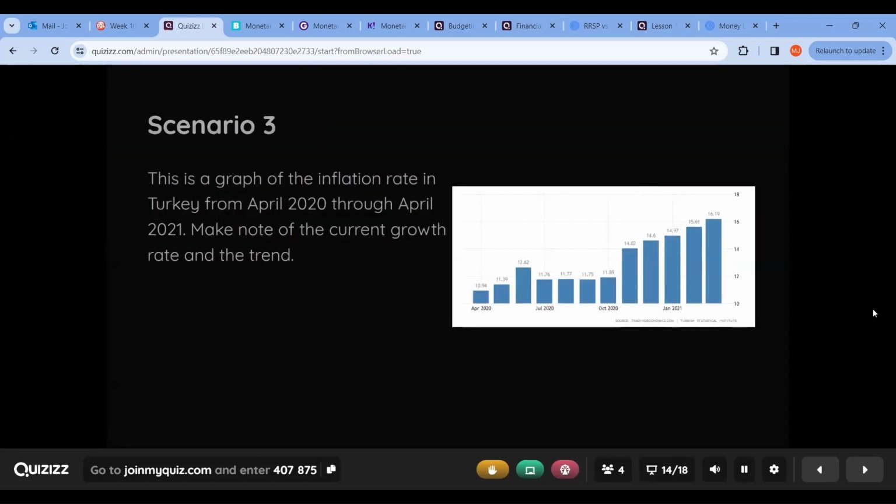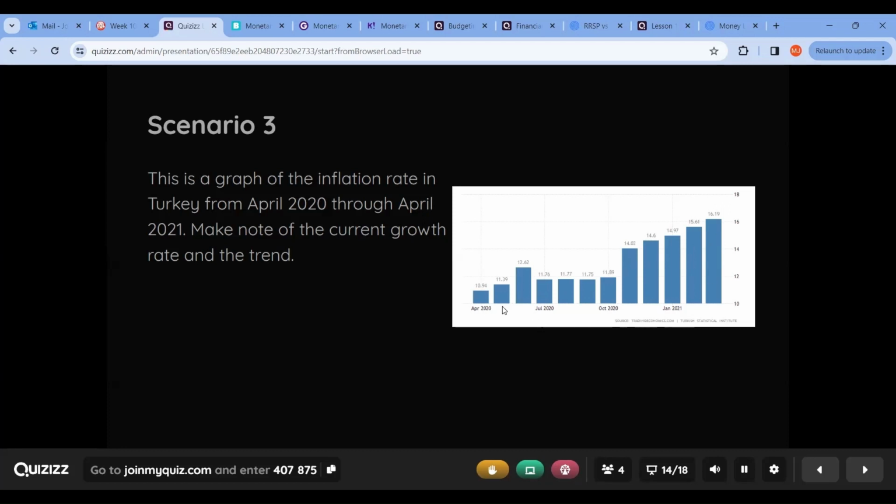This is a graph of the inflation rate in Turkey from April 2020 through April 2021. Make note of the current growth rate and the trend. As you can see, it's very high, so prices are very unstable. As some students correctly pointed out, too much money supply growth can lead to this, and this would be very negative for the economy. This would make the currency devalue a lot. So you want to avoid inflation like this.